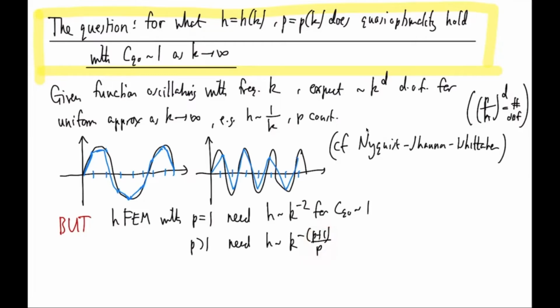So this implies that the number of degrees of freedom is proportional to k to the (p+1)/p, all to the d, which is much greater than k to the d. And this is what's called the pollution effect.